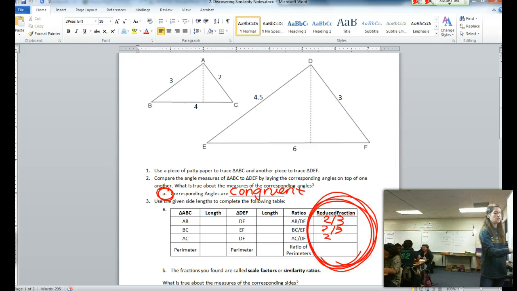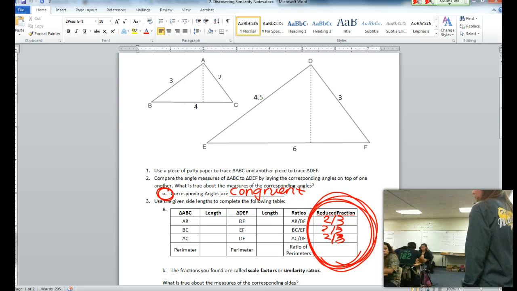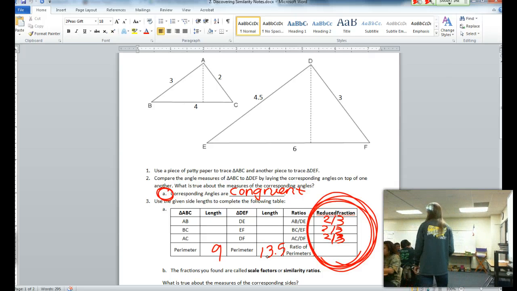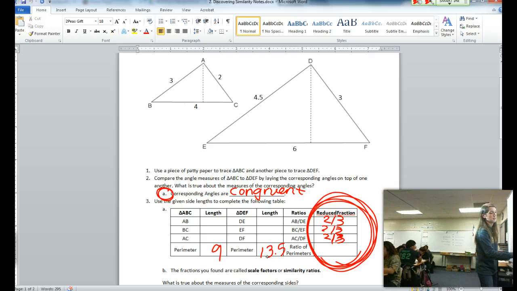So 2/3, 2/3, 2/3. What about their perimeter? Was it still 2/3 or did it change? Did it reduce to 2/3? Yeah. You don't know? Okay, Torian, what was the perimeter of ABC? 9. What's the perimeter of DEF? Okay, so go to your calculator and do 9 divided by 13.5. Math, enter. 2/3.